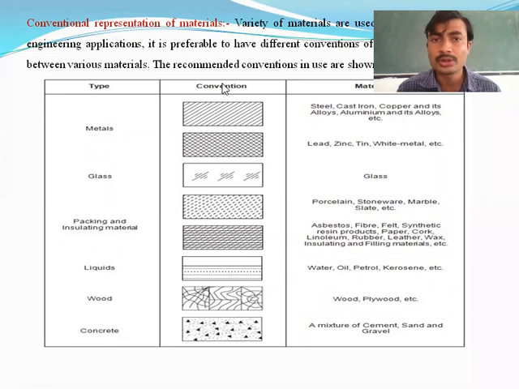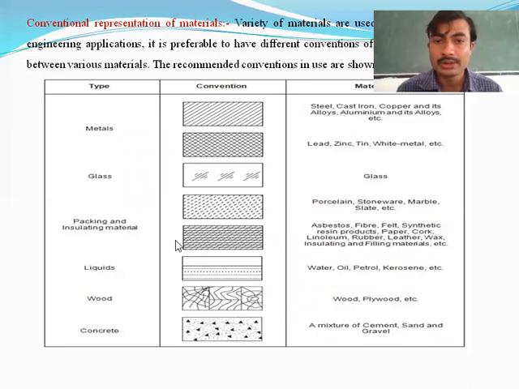This kind of representation I'm going to indicate by the heart symbol. After manufacturing any of the components, you have to do the packing. Whenever packing is to be used, depending upon the material, I'm going to indicate it by the star mark. This is to be used when the material is made up of porcelain, stoneware, marble, slate, etc.